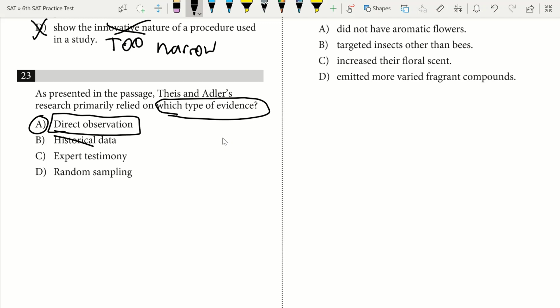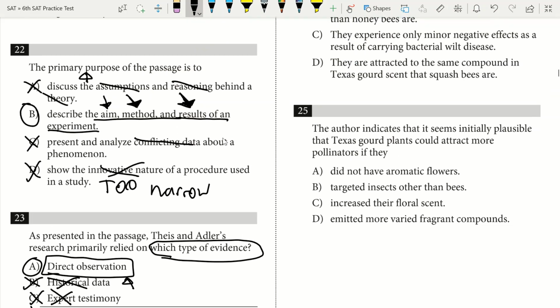Okay, they're not using historical data. They're doing an experiment in which they collect data in the present. They're not using expert testimony. Once again, they're conducting that experiment with that direct observation. Also not random sampling. We would expect random sampling more in a social science passage than a science passage like this.